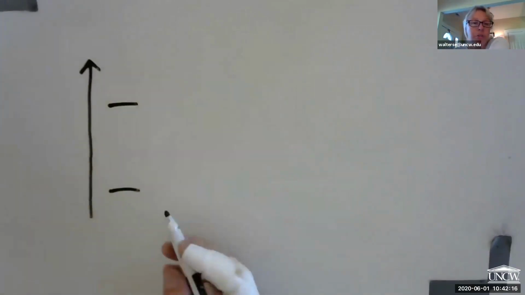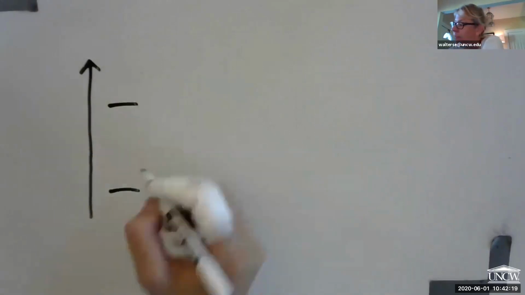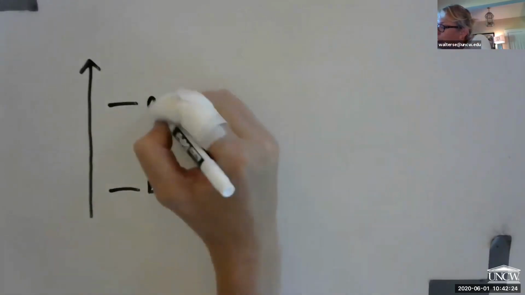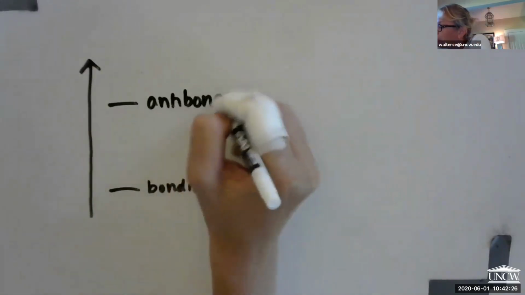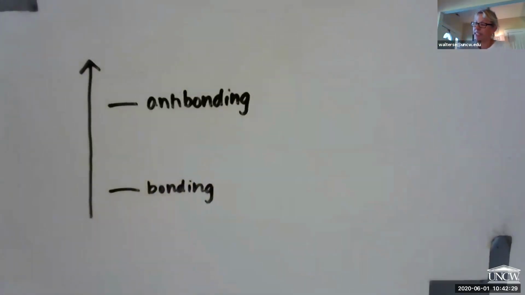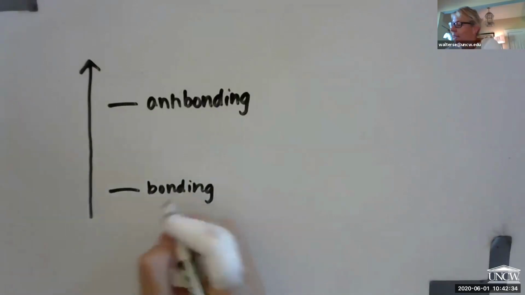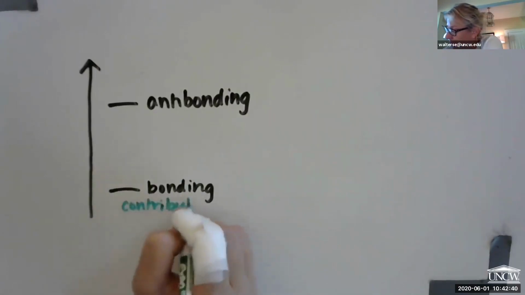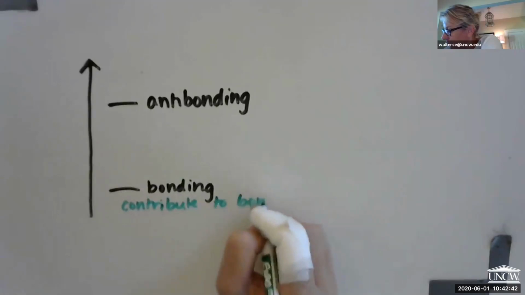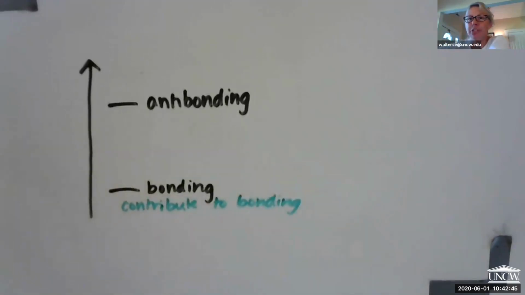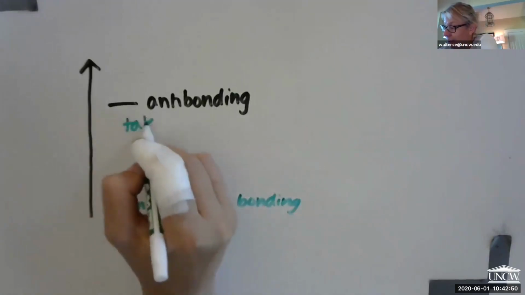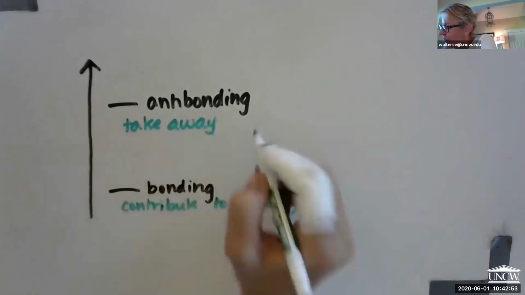Okay, so if you have 2 molecular orbitals, the lowest one is going to be called bonding. The higher one is going to be called anti-bonding. And the difference is, and it doesn't matter if they have electrons in them, bonding molecular orbitals contribute to bonding, which means they add to the bonding of the compound. Anti-bondings take away from bonding.